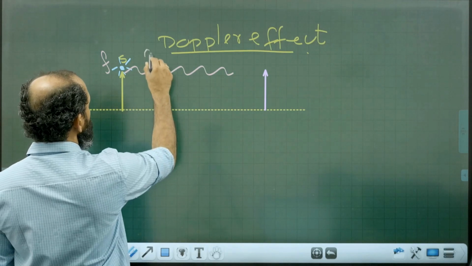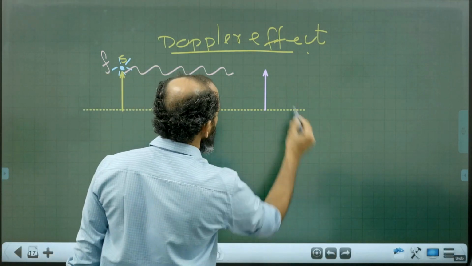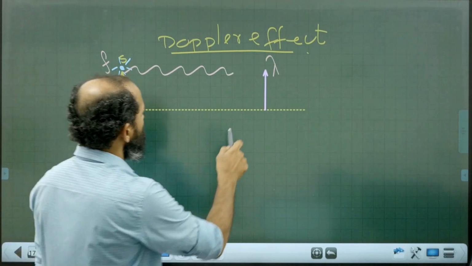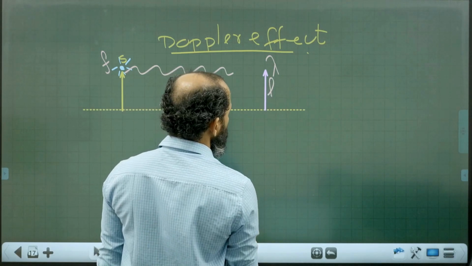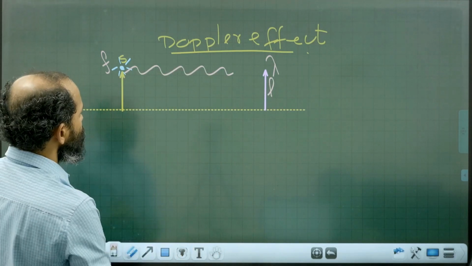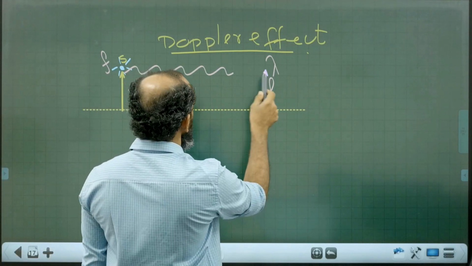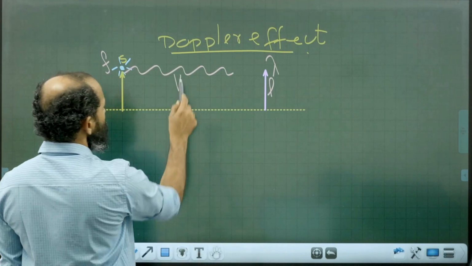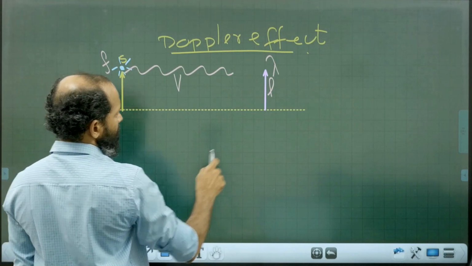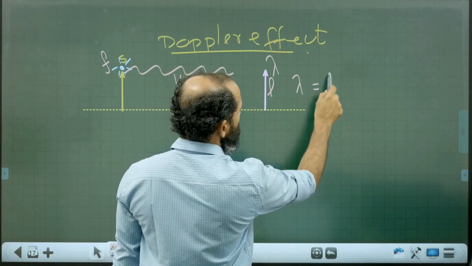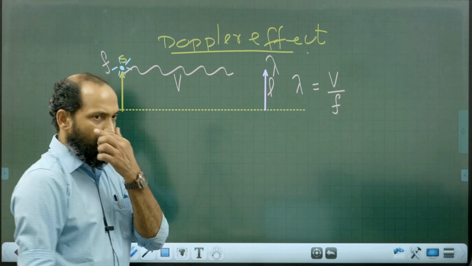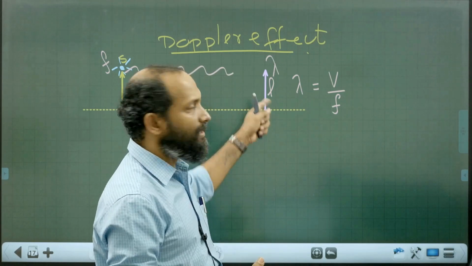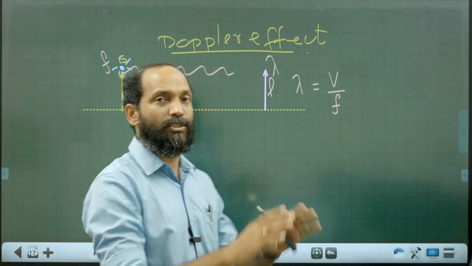The wavelength of the wave received by the listener is lambda. What is the wavelength? The listener is at rest, and the source is also at rest. If v is the velocity of sound, then the wavelength received, lambda, is equal to v divided by f. So lambda is the wavelength received by the listener when listener and source are both at rest.